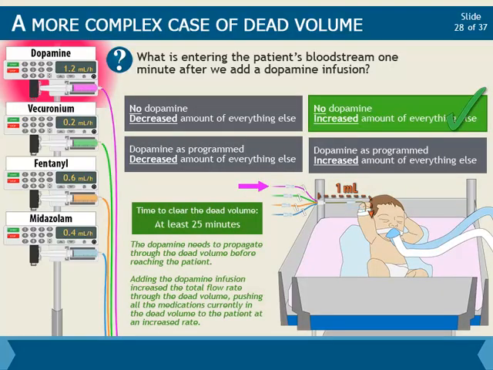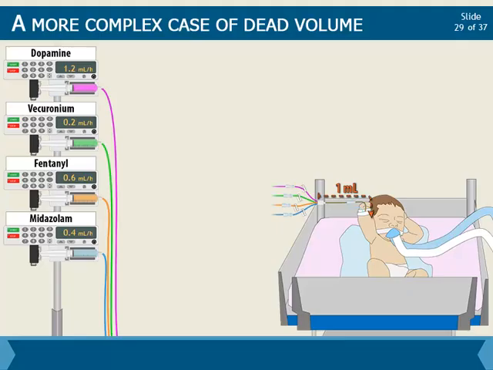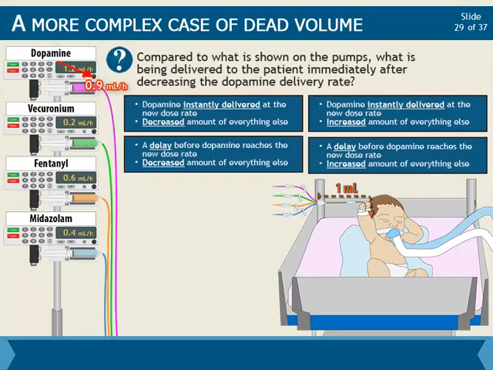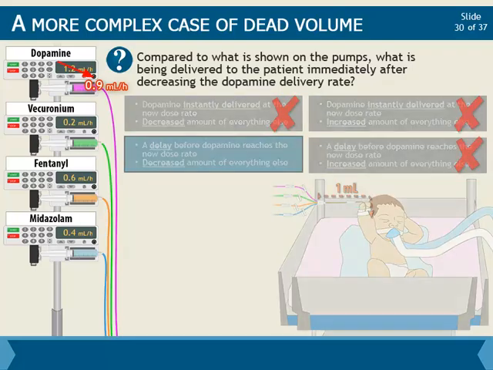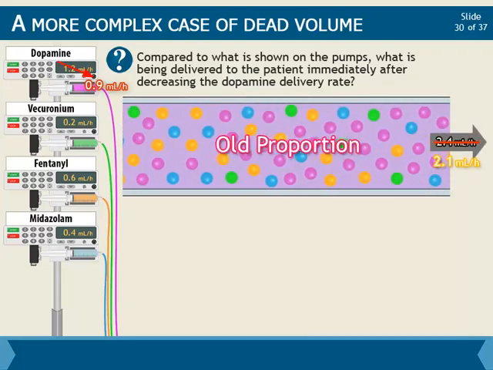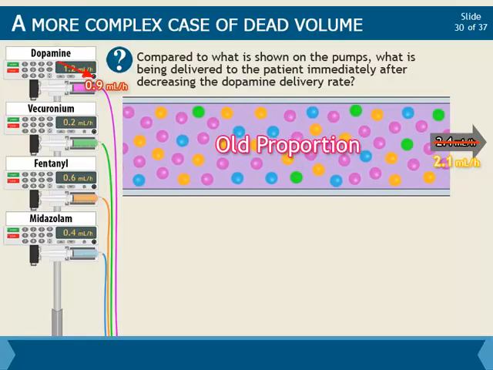That is correct. After some time has passed, the patient's blood pressure has risen a bit too much, so the delivery rate of the dopamine is decreased. Compared to what is shown on the pumps, what is being delivered to the patient immediately after decreasing the dopamine delivery rate? After making a change on the pump, it takes time for the previous proportion of medications to be cleared from the dead volume.